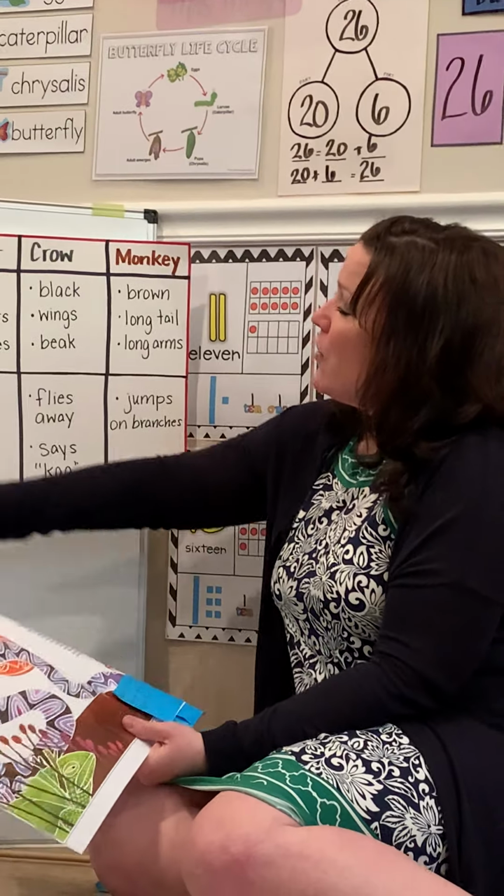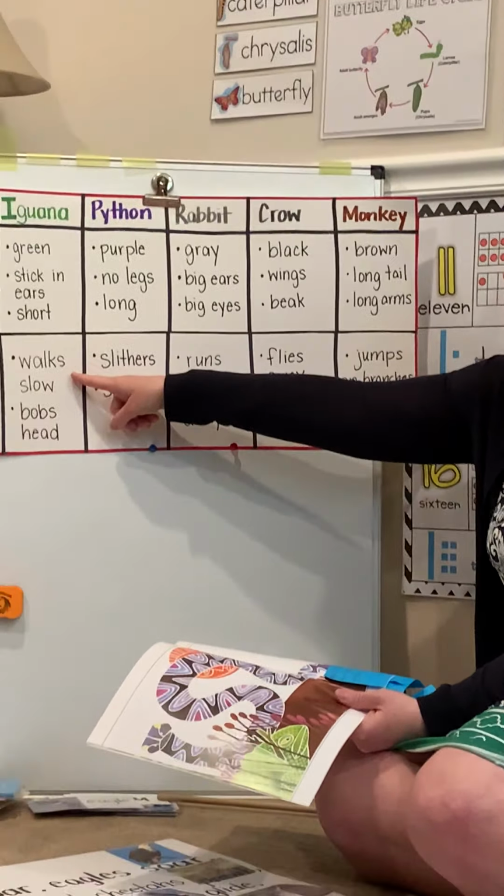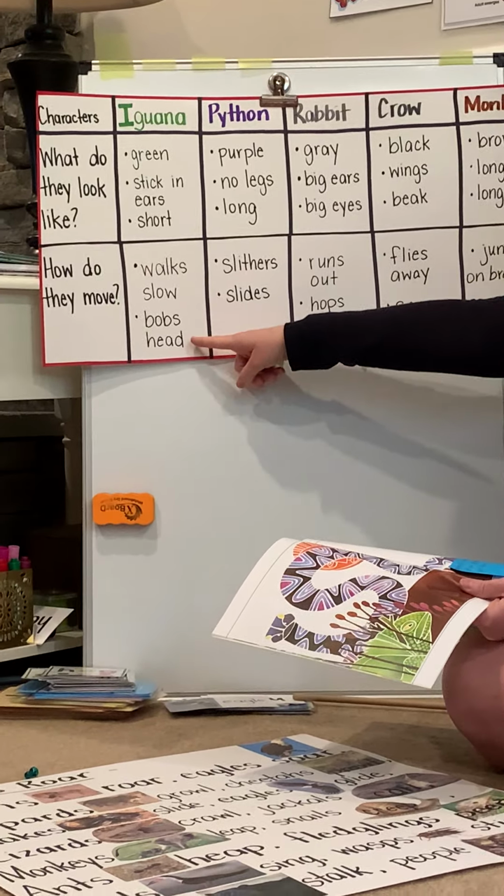So we know that lumbering means walks slow, and we know that the iguana bobs his head.